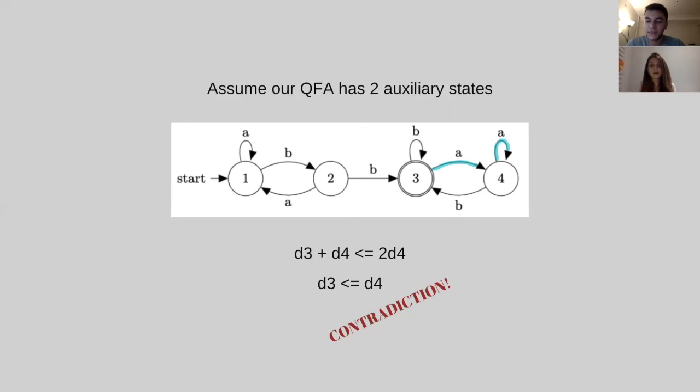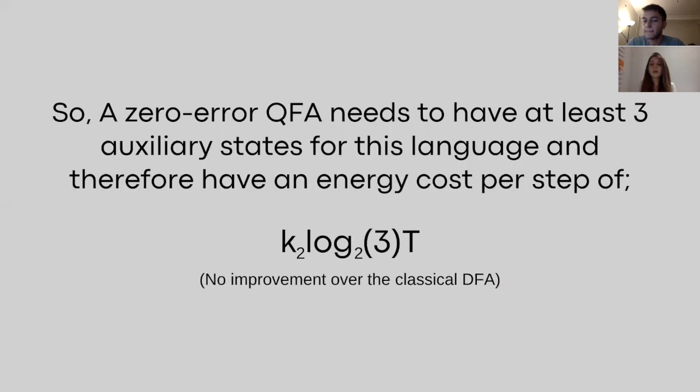We construct a similar inequality from the transitions shown by the color blue. But we see that these 2 inequalities introduce a contradiction if each vector space consists of at least 1 dimension. And they must if we want our QFA to be zero error. So we conclude that the zero error QFA that recognizes this language needs to have at least 3 auxiliary states. This means we cannot construct a more efficient quantum machine compared to its classical counterpart.